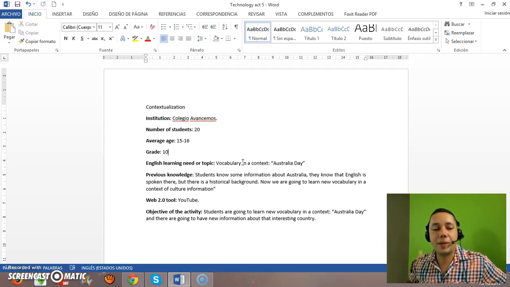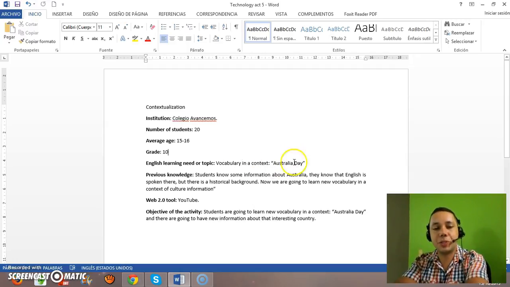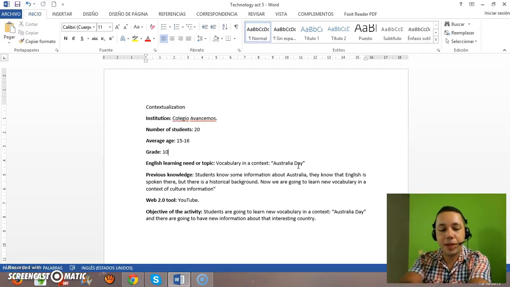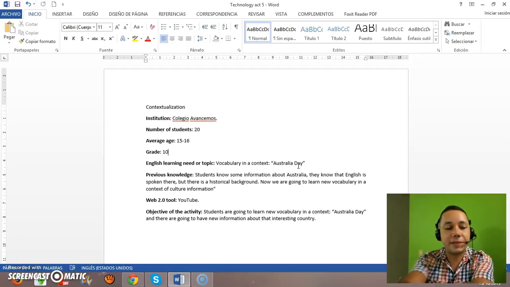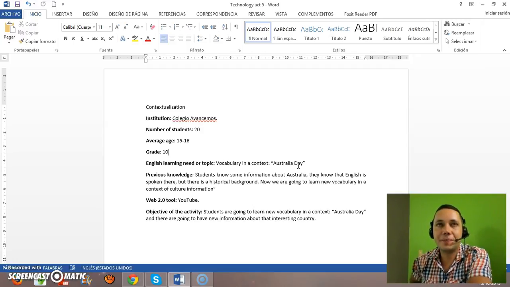So my intention with this class is to help them learn new vocabulary through a context. The context that I chose is Australia Day. Why Australia? Because most of the time when we're talking about English, we talk about the United States or England. There are a lot of other countries where English is spoken as a mother language nowadays.